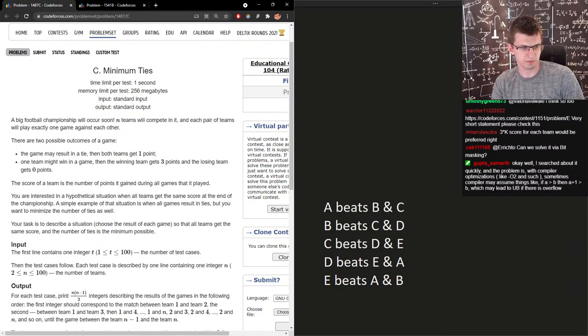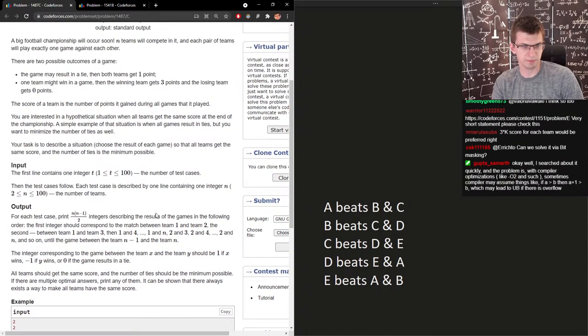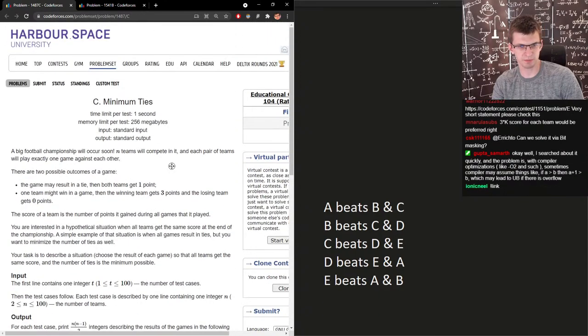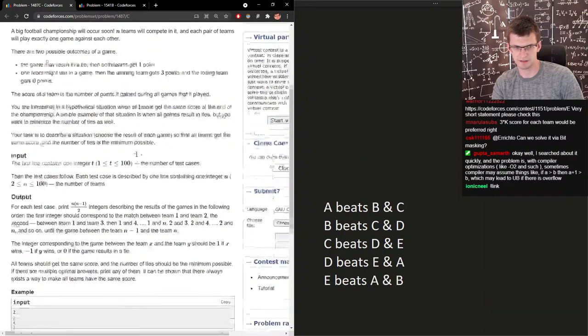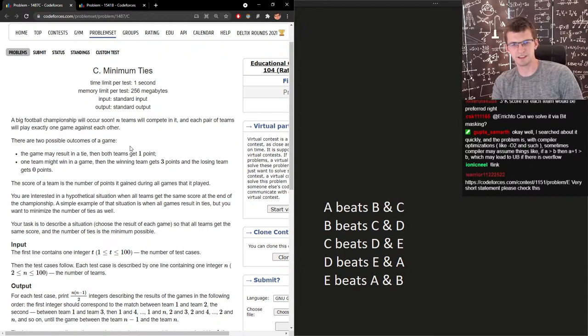Can we solve it via bit masking? Bit masking is there to speed up some complicated algorithms. Maybe not, but to maintain some kind of set. It's very strange that you thought about bit masking in this problem, where it's like a puzzle that you solve with pen and paper.